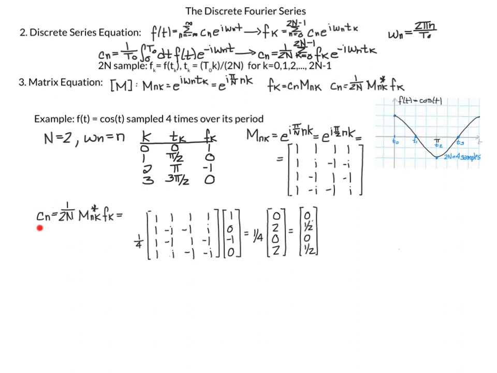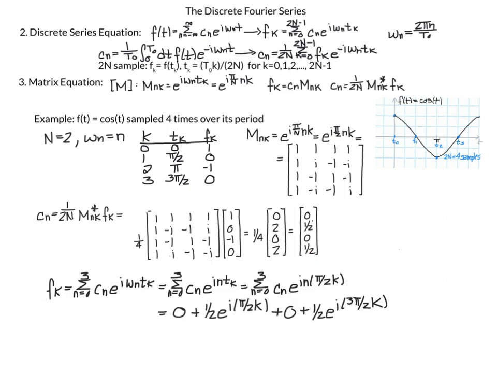Now we can calculate our Cn. And the formula over here is 1 over 2n, complex conjugate of M, times f of k. So n is equal to 2, so we have 1/4. Complex conjugate, it's this matrix M, except we negate all the complex terms, which is just, this becomes a -i, this becomes an i, this becomes a -i, this becomes positive, and this becomes negative. And we multiply by f of k, which we have over here, 1, 0, -1, 0. So when we do the matrix multiplication, our final coefficient matrix is 0, 1/2, 0, 1/2.